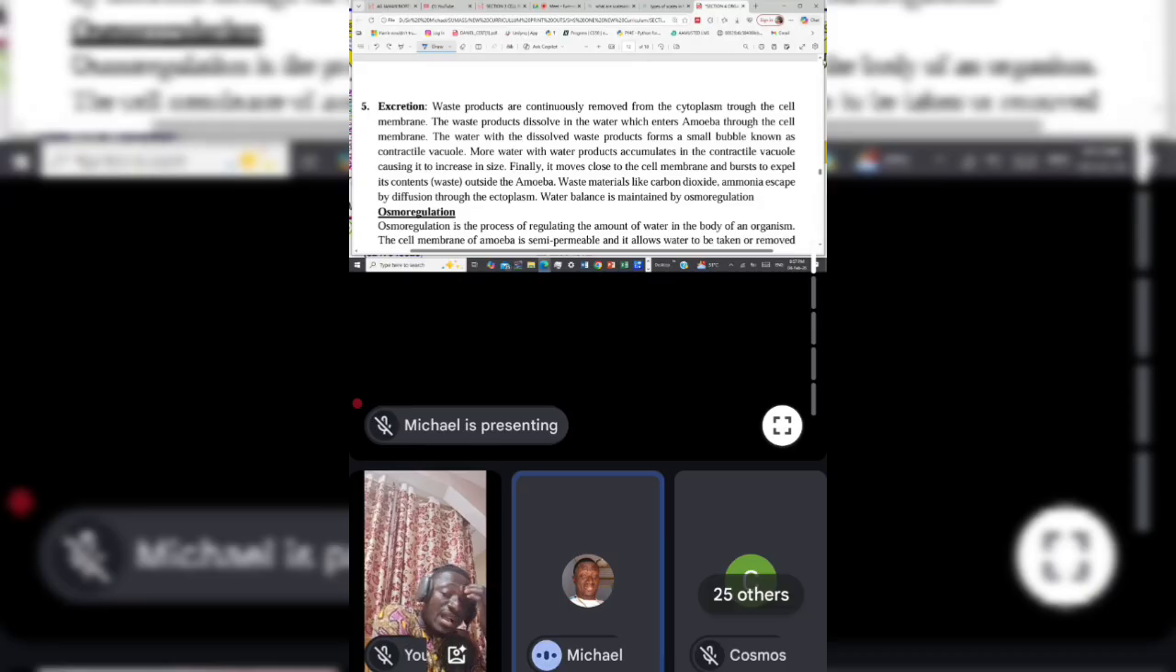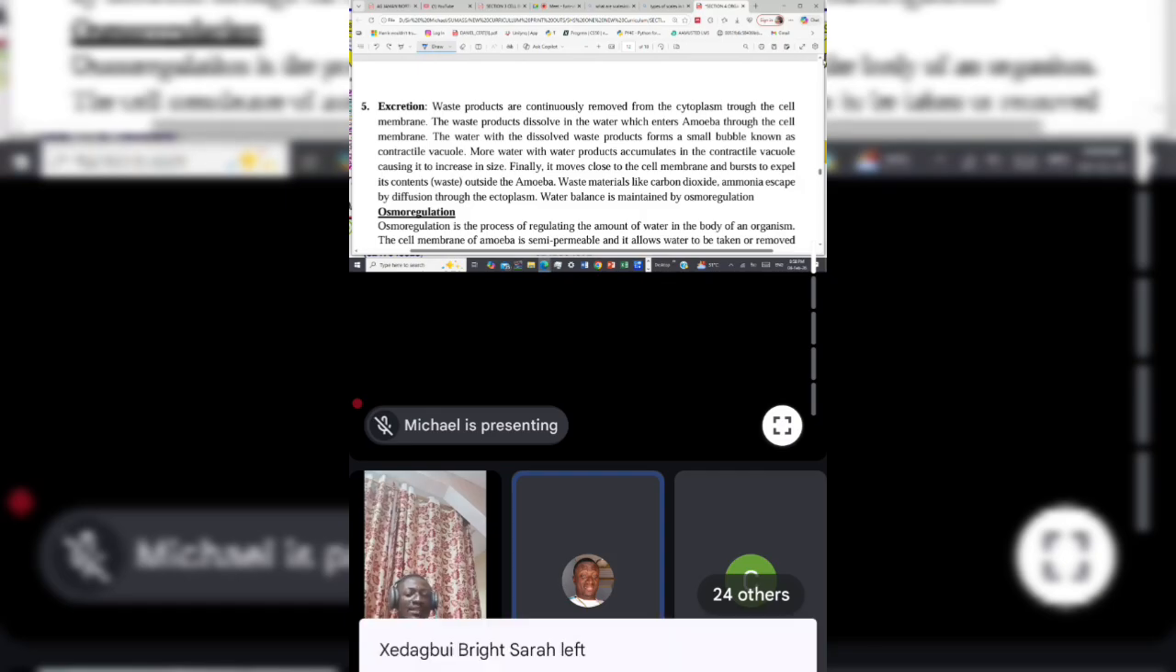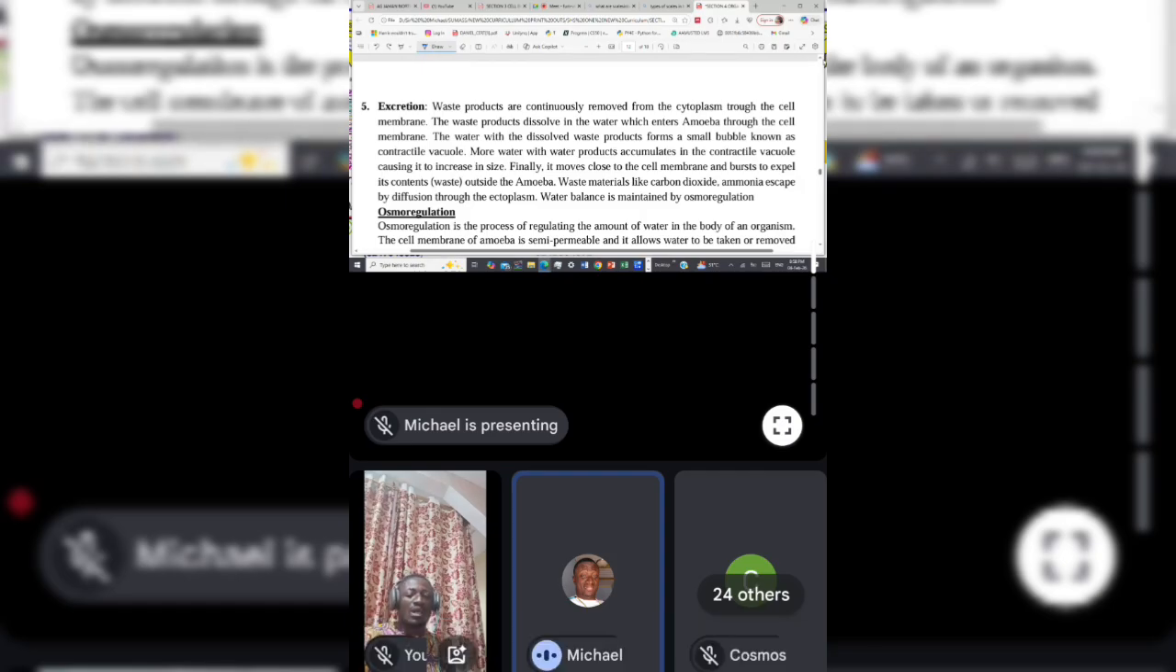Now, excretion. We have the contractile vacuole that serves as water storage. That is what it's used for, excretion. So waste products are continually removed from the cytoplasm of the amoeba. The more contractile vacuoles are formed, the more the amoeba is in a hypotonic solution, so more water gets into it. In an isotonic solution, it will have fewer contractile vacuoles. And in a hypertonic solution, the amoeba might not even form a water vacuole, because water will not be moving into it frequently.